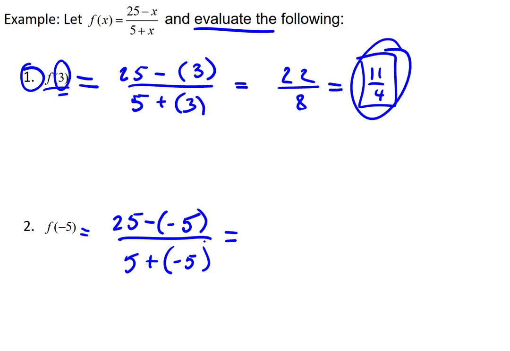The parentheses should do their work and help you avoid mistakes here, but definitely be careful with double negatives and things. So in the numerator, we have 25 minus negative 5. That's really 25 plus 5, or 30. In our denominator, we have 5 plus negative 5, but 5 plus negative 5 is actually 0. That's a problem. We can't divide by 0, which means we'll have to say that this is undefined.